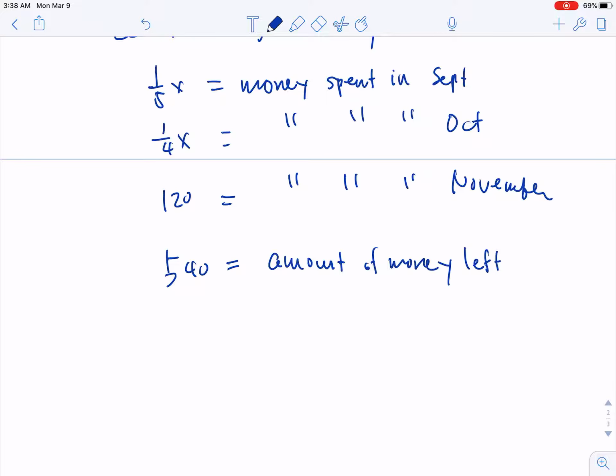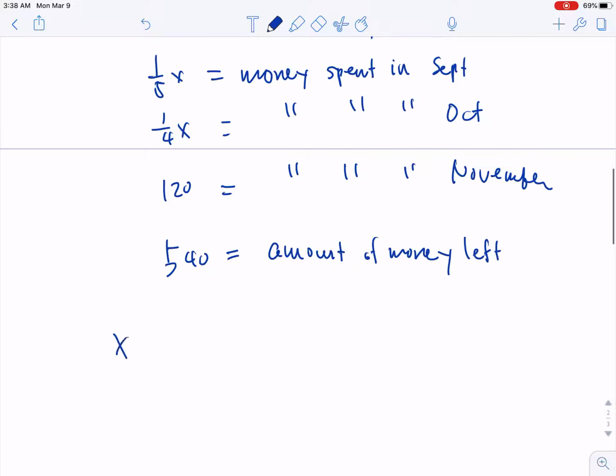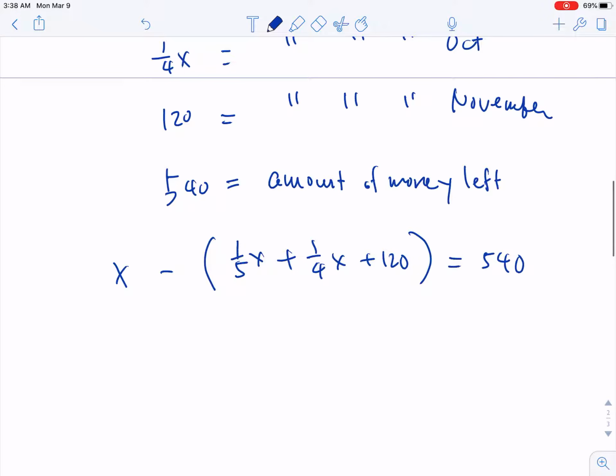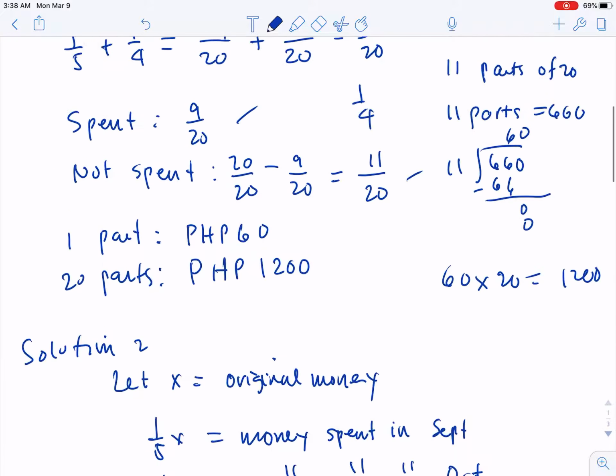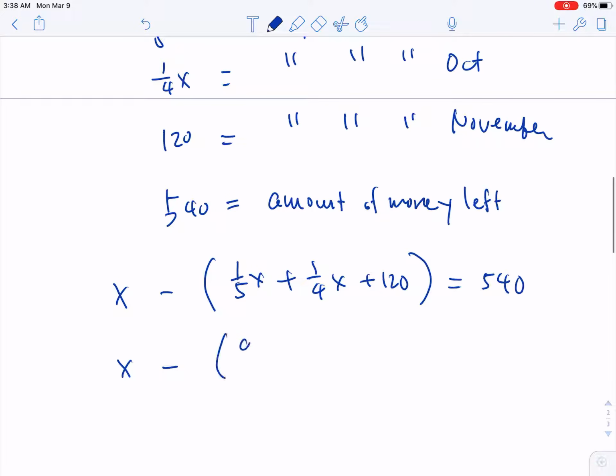Ibig sabihin, if we let x be the original amount of money, x minus yung in-spend niya lahat ng September, October, November. So, 1/5 x plus 1/4 x plus 120. Pag minus mo yun sa original amount, yan yung ang matitira na ay 540. Okay? So, x minus, na-add na natin yung 1/4 tsaka 1/5, no ba? Di ba kanina? 9/20th, no? So, 9/20th x plus 120 equals 540.